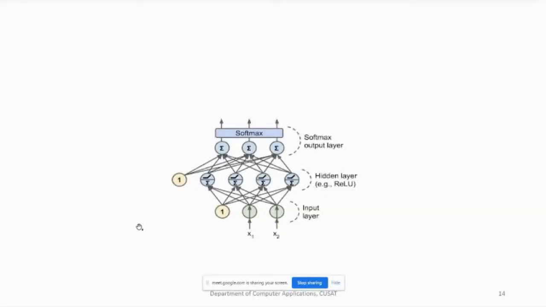Okay, but here this is the architecture incorporating the softmax activation function in the classification problem. The input layer, and here we have only two inputs. Then this is the first hidden layer.